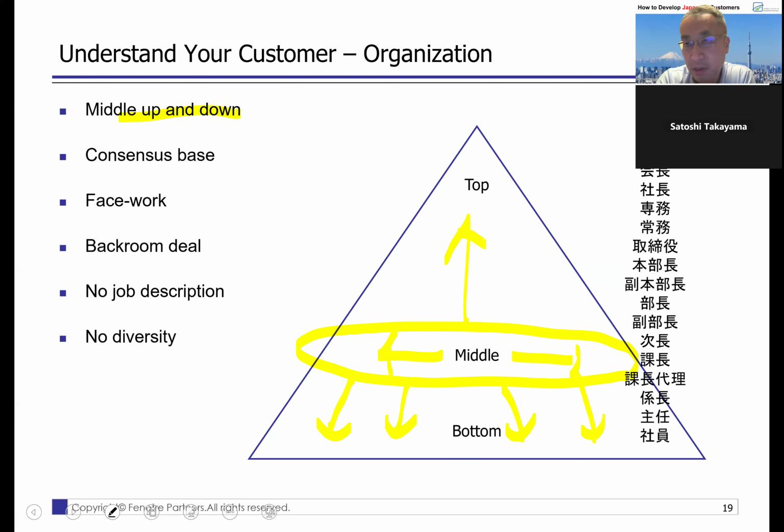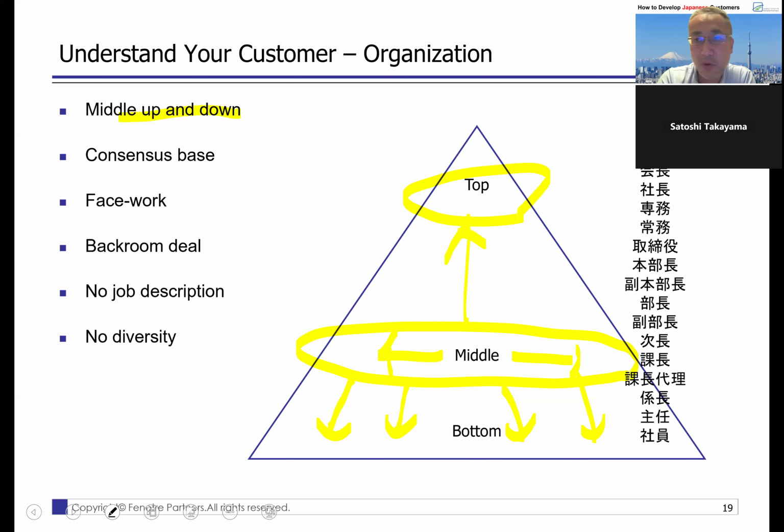So sometimes our potential customers ask us, please arrange a meeting with the director of Toyota. But it's very difficult or almost impossible. At the same time, it's meaningless. Their role is to put a stamp on the proposal at the end. So their job is like a sinecure or honorary position.